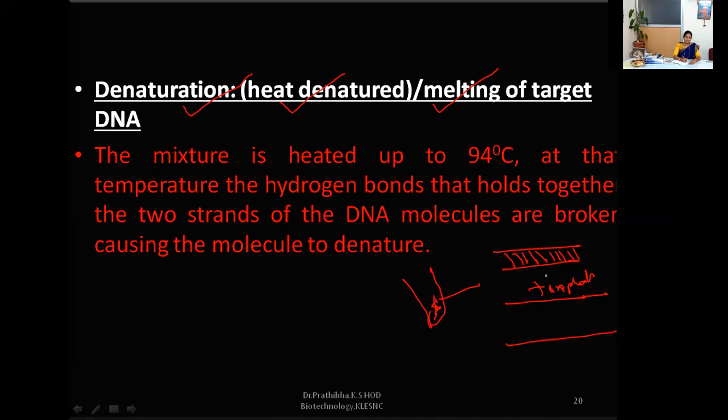So what is this denaturation? The mixture is heated up to 94 degrees Celsius, or some books mention 92 or 95, any one you can write. At that temperature, the hydrogen bonds that hold together the two strands of the DNA molecule are broken, causing the molecule to denature. When we expose this DNA molecule to 94 degrees Celsius, the hydrogen bonds will be broken down and you will get the single stranded DNA like this.